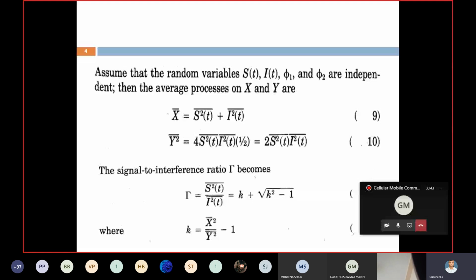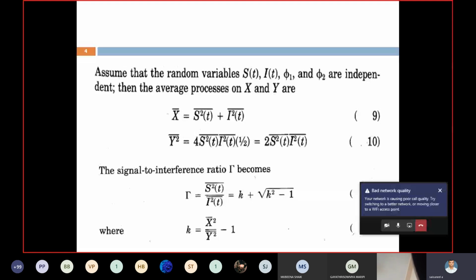Here, how to calculate the average? That is the mean of x and the mean of y. How do we calculate the mean of x and mean of y? By showing a simple bar. That is the expectation. The expectation of x is equal to x bar.